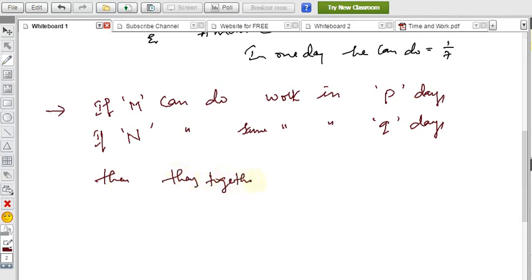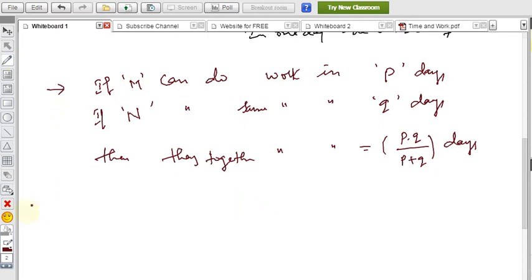They together can do the same work. Combined, it is P into Q by P plus Q days. So it is the product of P and Q divided by the sum of P and Q.